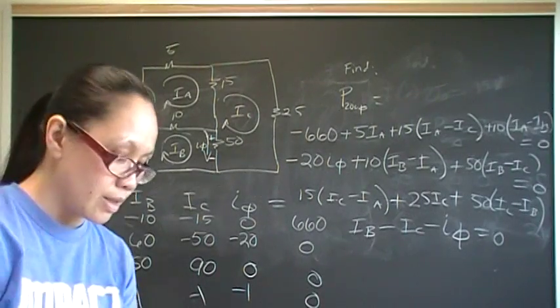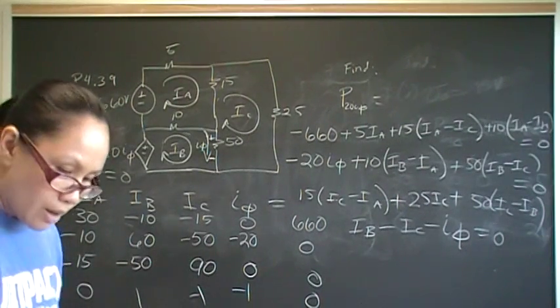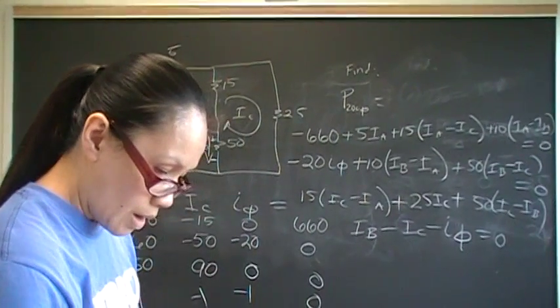Okay, let's put it all in the calculator, in the simultaneous problem solver. 4 equations and 4 unknowns. 30, minus 10, minus 15, 0, 660. Minus 10, 60, minus 50, minus 20, 0. Minus 15, minus 50, 90, 0, 0. And 0, 1, negative 1, negative 1, 0. Solve. And to verify, A, B, C, D.